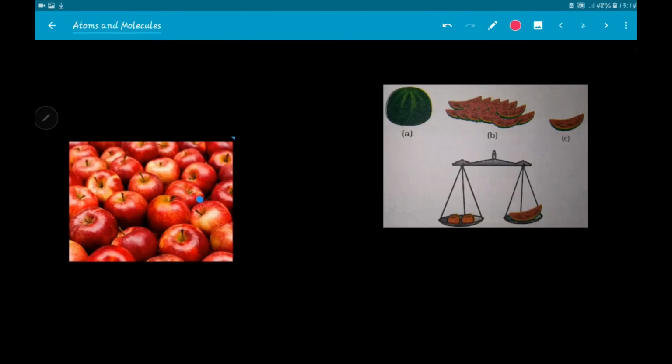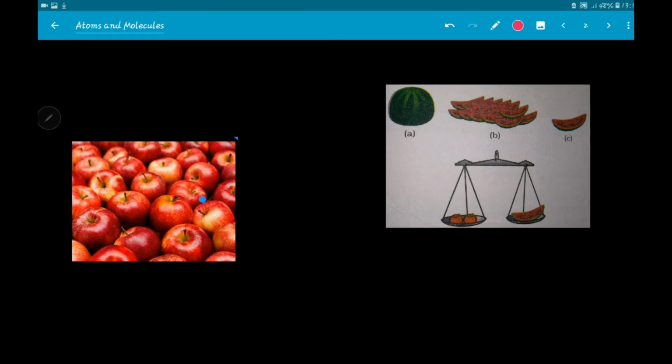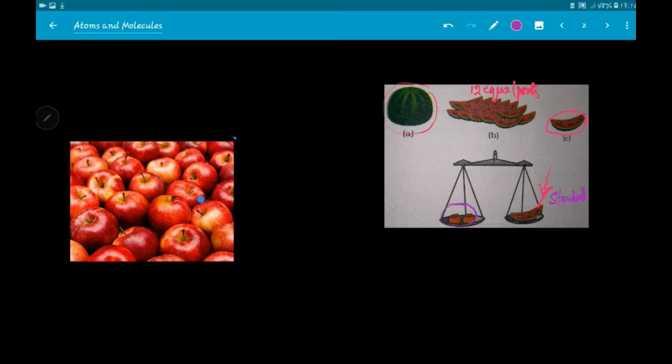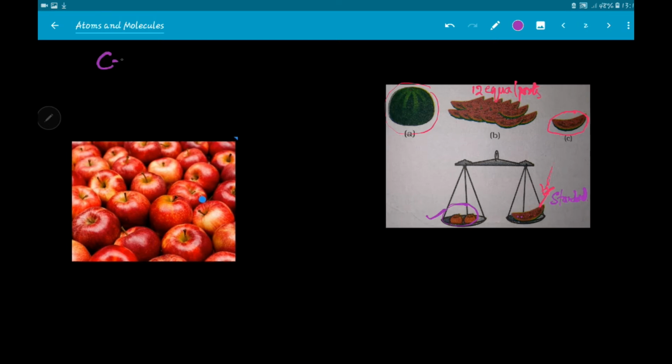Let's understand this. Consider a fruit seller with no weights, that means he does not have anything to measure the fruits. In that case, he takes a watermelon and makes it into 12 equal parts or slices. He takes just one part out of 12. So one slice of watermelon has some weight. By using that as the reference, he is going to measure the weights of other fruits like apple. In a similar way, we took the carbon-12 isotope as the reference material.